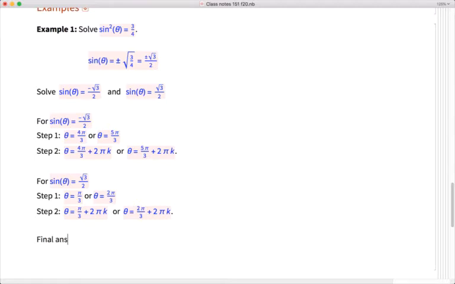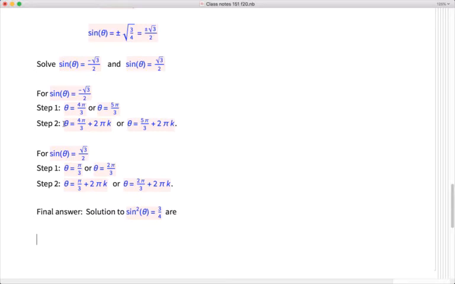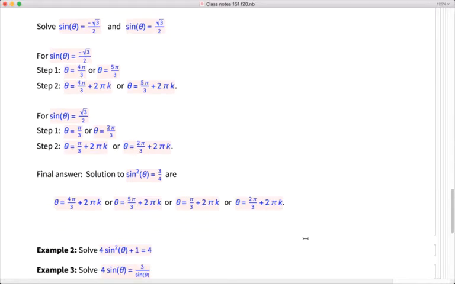Okay, so combining this, just to be clear, the final answer, solutions to the original equation, this one that had the square in it, are all 4 of these possibilities. Or these, where k is any integer. So we get 4 different types of solutions. All right, that was quite a long example.